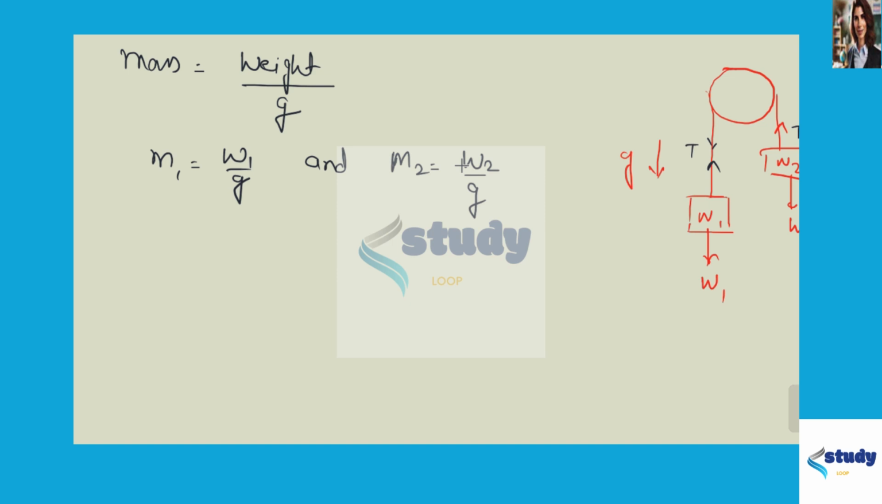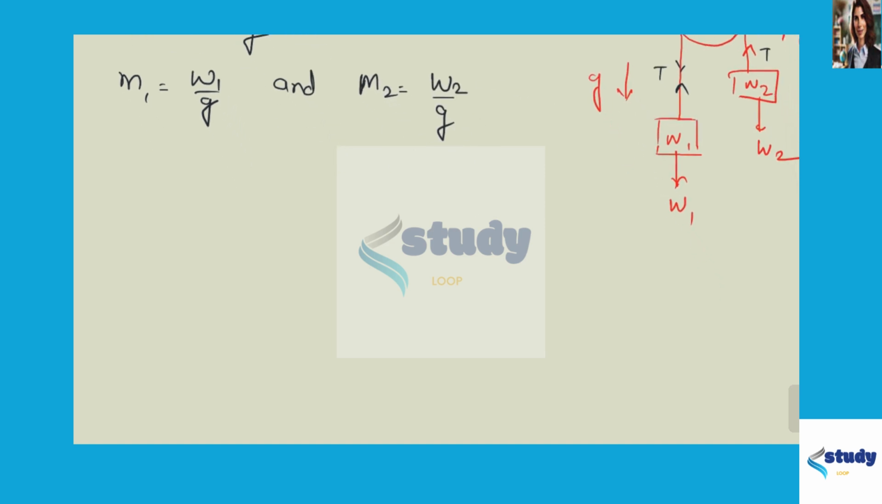Now I am going to draw the force balance for weight W2. For W2, the net upward force is T minus W2, and this is equal to mass into acceleration, that is M2 into (A minus G). Let this be our equation first.